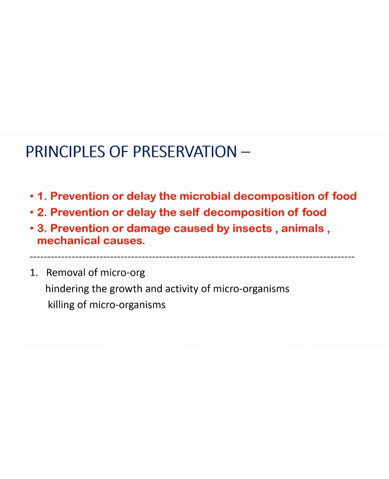Okay, so starting with the first principle, what do you mean by delay or prevention of microbial decomposition of the food? First is removal of microorganisms. How do you remove them? Either by pesticides, insecticides, or by hindering the growth. That means creating an atmosphere where you hinder the growth of the microorganisms, and there won't be any necessity to kill the microorganisms, because they will not be growing.